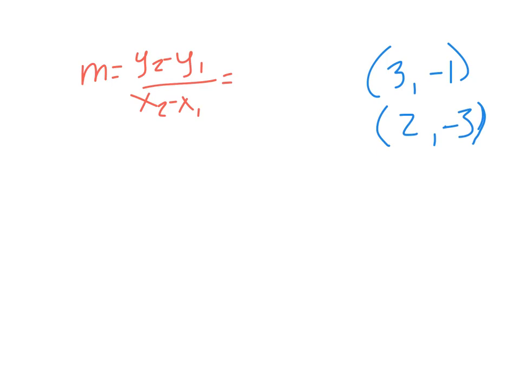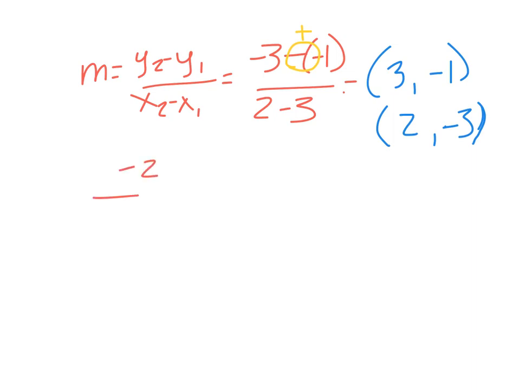So does it really matter which one? Nope. So I'm going to say negative 3 minus a negative 1 over 2 minus 3. When you have a negative next to a negative like that, it makes it a positive. So negative 3 plus 1 gives me negative 2. What's 2 minus 3? Negative 1. And negative 2 divided by negative 1 gives you a positive 2. So my slope is 2.